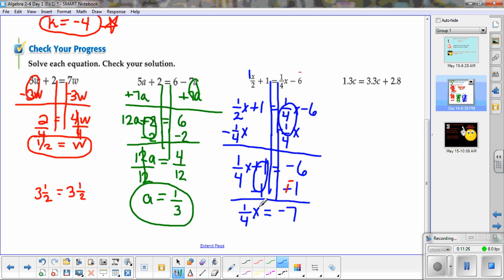Now remember, when you have a fraction attached to the variable, 1/4 times x, to get that to be a 1x, we're going to multiply both sides by the reciprocal. The reciprocal of 1/4, remember, is 4. So 1/4 times 4 is just 1, and 1 times x is just x. And on the other side, -7 times 4 is -28.